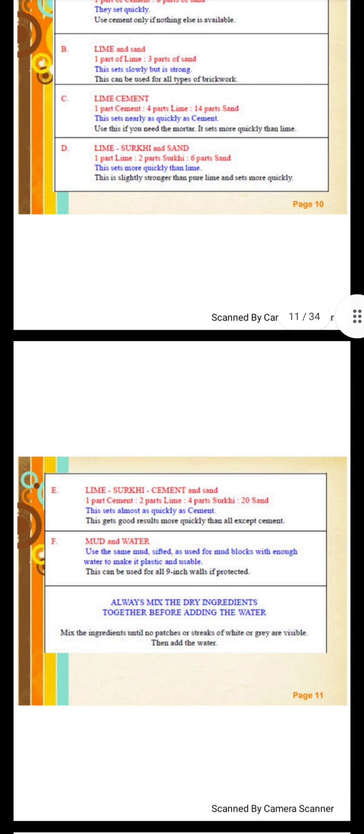Lime surki cement: 1 part cement, 2 parts lime and 3 parts surki to 20 parts sand. This sets almost as quickly as cement. This gets good results more quickly than all except cement.